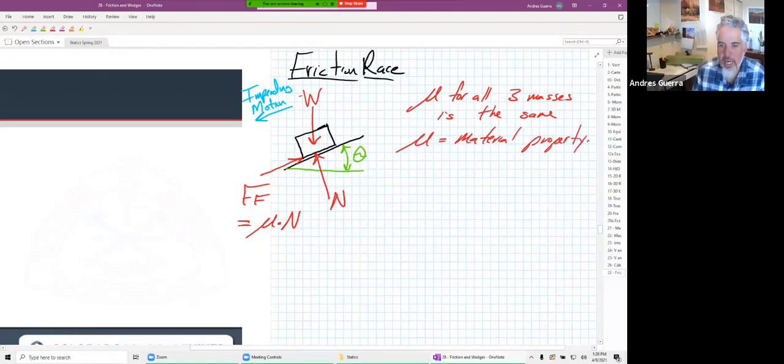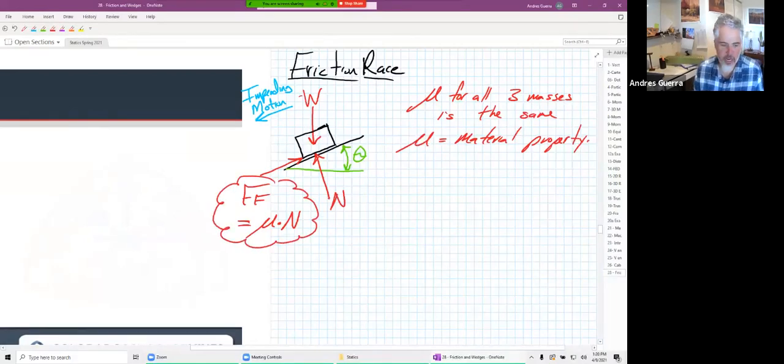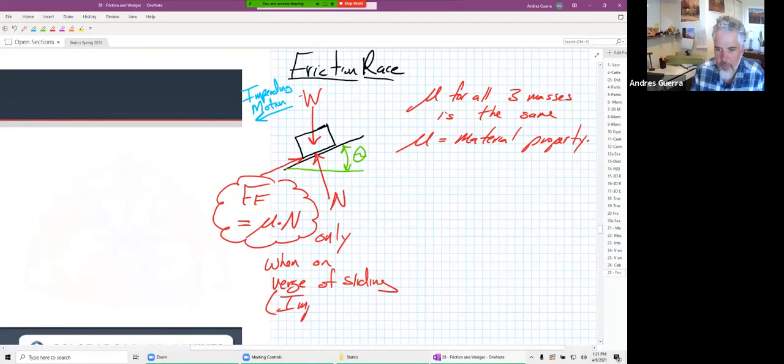And now, when can we say this? When can we say that the force of friction is equal to mu times N? Could we say that at any point in time? Like, even if I wasn't on the verge of sliding, what about before they started sliding down the ramp? Is the force of friction still equal to mu times N? Or is it actually less than mu times N? So this is only when on the verge of sliding, or what we're calling impending motion.